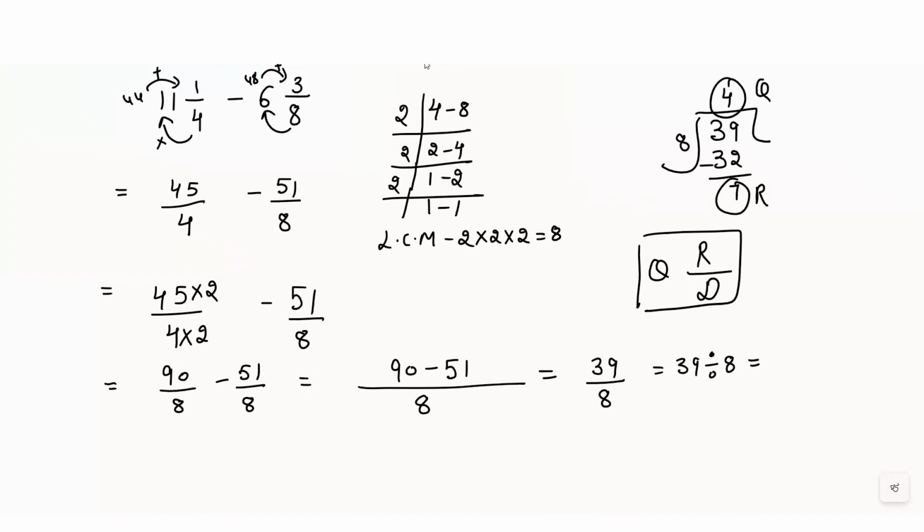So it would be equal to, we'll write 8 in the denominator place, in the place of the quotient it is 4, in the place of the remainder it is 7. So the fraction is 4, 7 over 8. So this is how we can subtract.